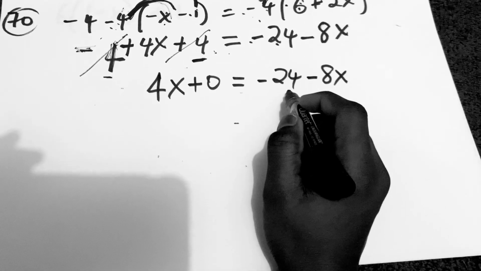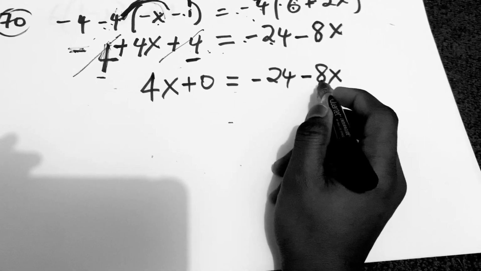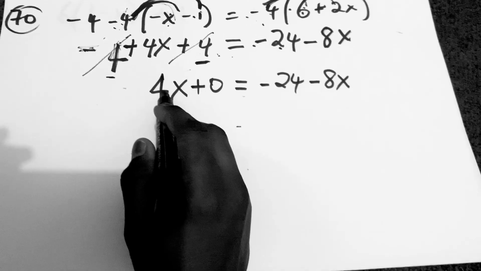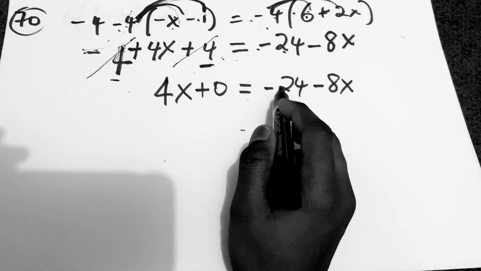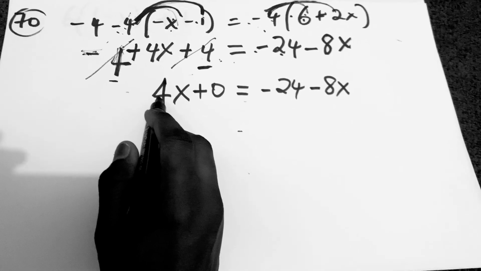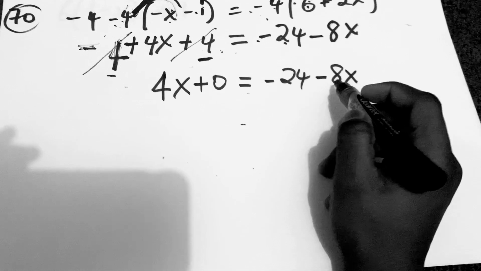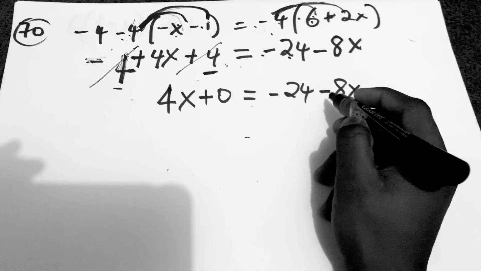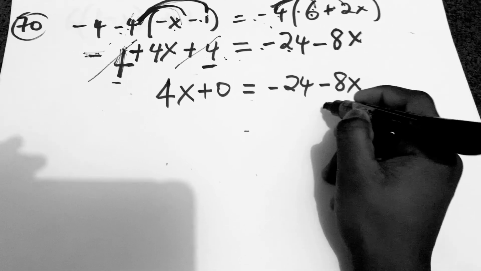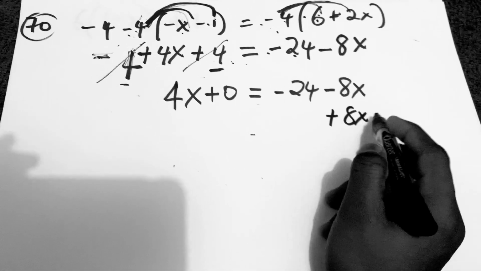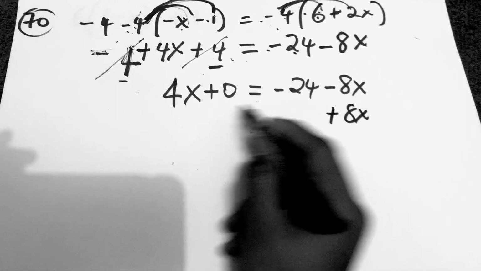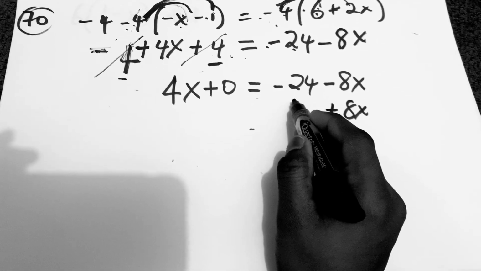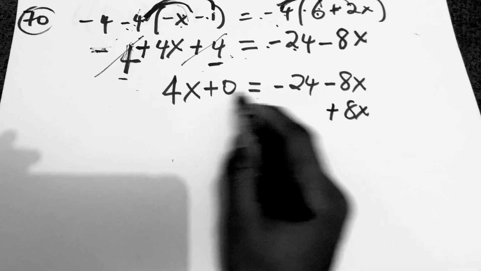Good. So this 8x over here is not where it's supposed to be, so you want to move it over here and leave 24 on its own so that the x can join its partner. The opposite of negative 8x should be positive 8x. You want to add it to both sides. Whatever you do on one side, make sure you do to the other side. You don't want to add it here because this is not the other side. This is the other side.